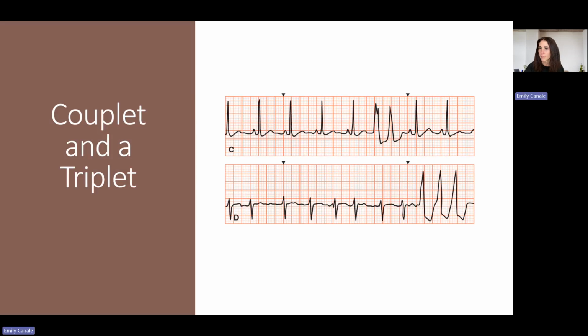Here's your couplet. And here's your triplet. So see how that looks back to something like VTAC. And there's your couplet. There were two PVCs in a row.